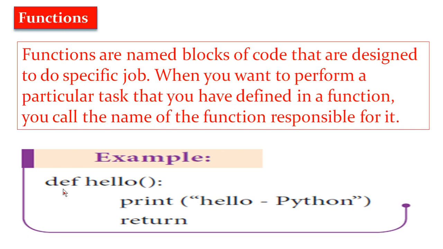The function is defined by using the keyword def followed by the function name. This function name hello doesn't have any parameters here, so this function is called a non-parameterized function. This function has one statement. Whenever we call this function, it does the task, that is to print the text hello Python, and the control is transferred to the calling statement by using the return statement. This is the example for the function.